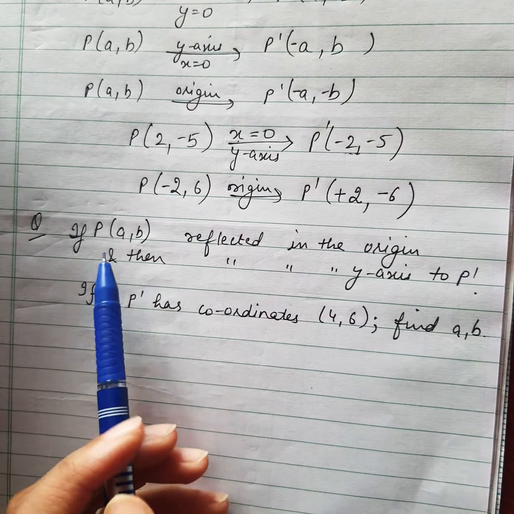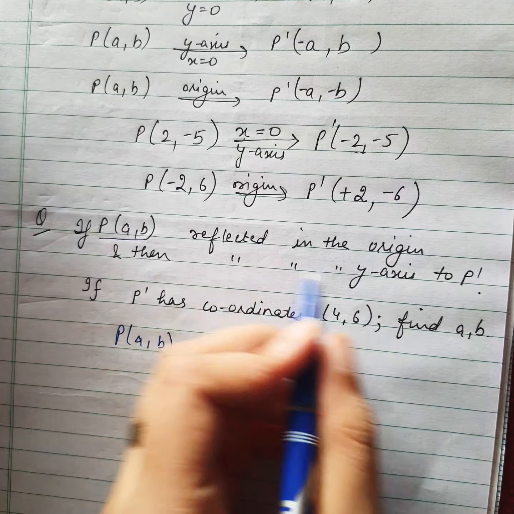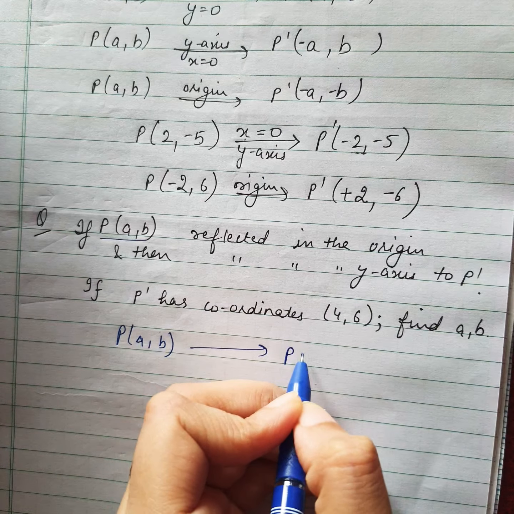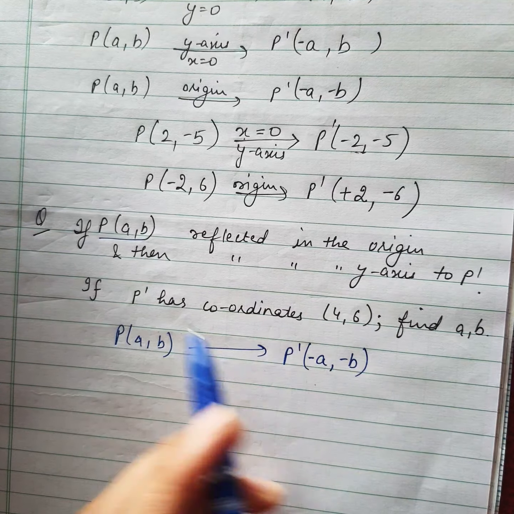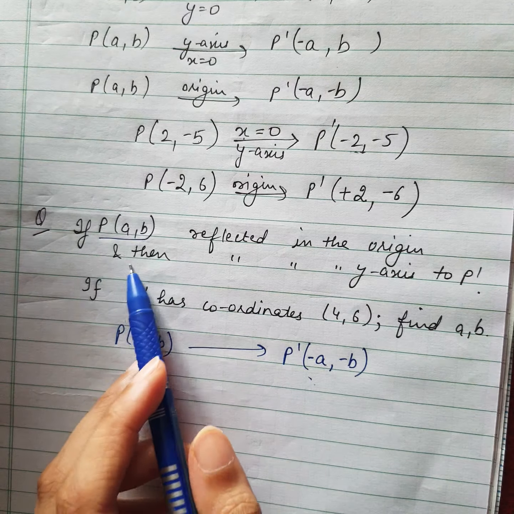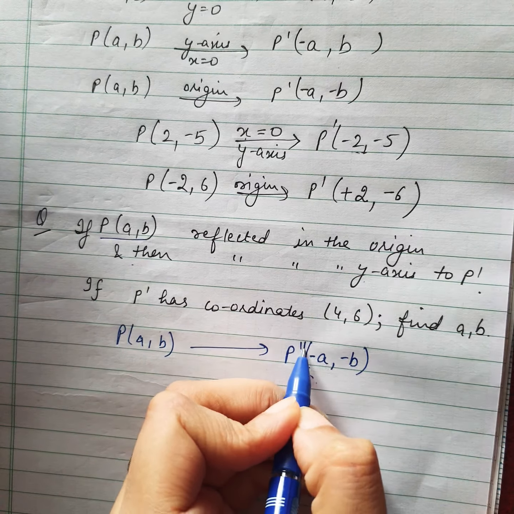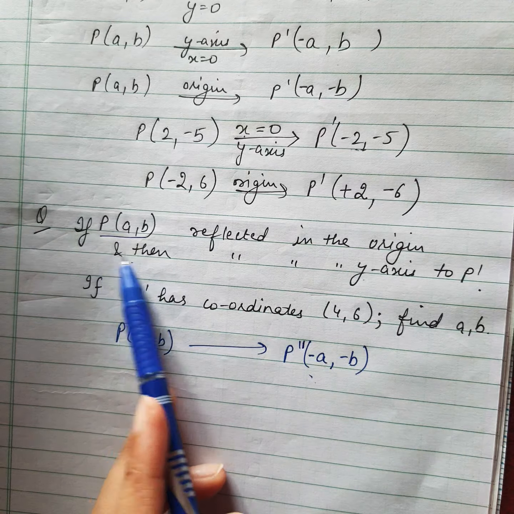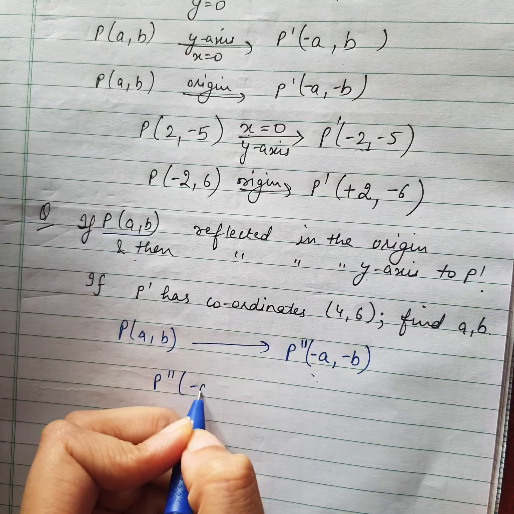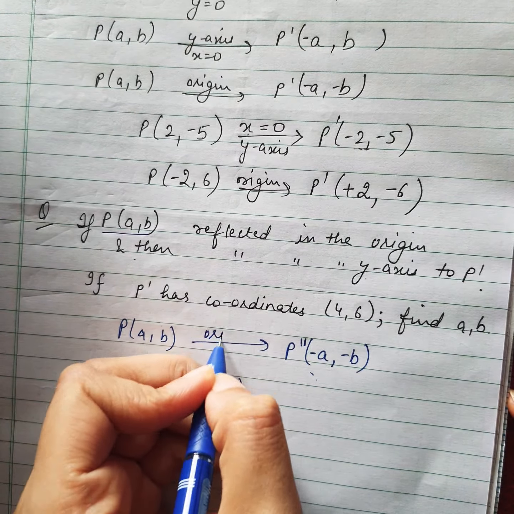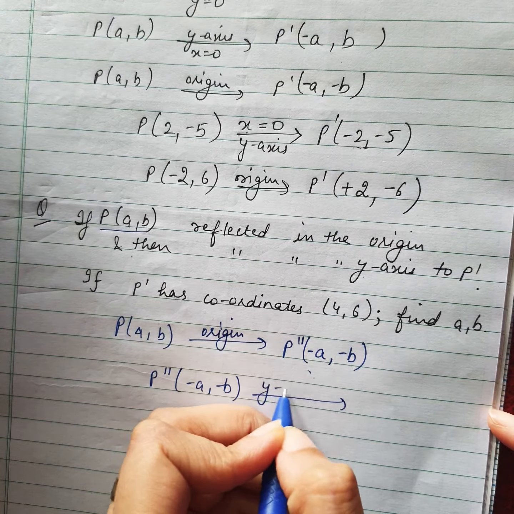Question: a point P(a, b) has been reflected in the origin. So after reflection, the image will be (-a, -b). Now the reflected point is reflected again in y-axis, P double dash. Now this is again reflected to P dash. That means P double dash was along origin and now reflected along y-axis.